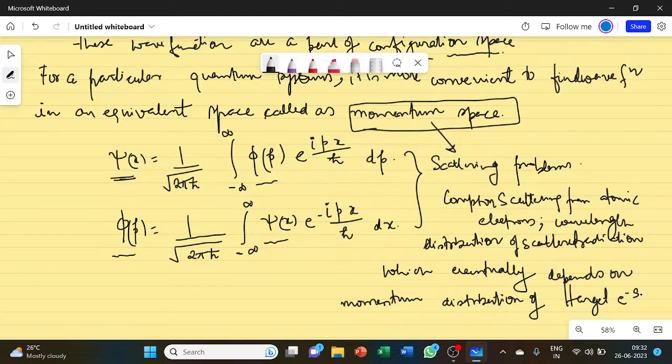So what I want to suggest is that in these kinds of problems, for example in scattering problems, the data that you get from the experiment is much easier to identify in terms of momentum space. So basically, it is required that the wave function be expressed in momentum space. Okay, so this is one thing.